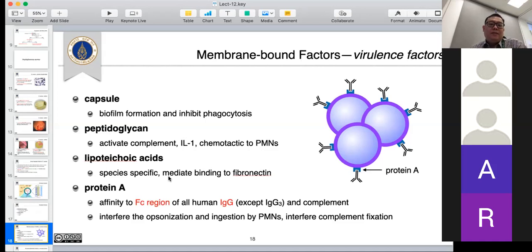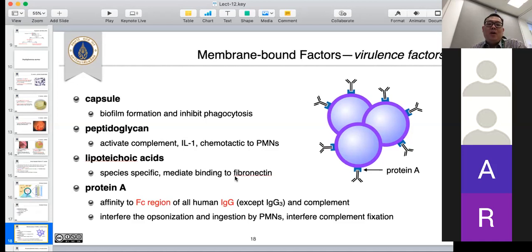Lipoteichoic acid can bind to fibronectin. And protein A, the blue part, can bind to the Fc region of IgG. The circle means Staph aureus. The Fc part of the antibody binds to the bacterial cell, which is the opposite side of how the antibody should bind, right? So this inhibits opsonization.